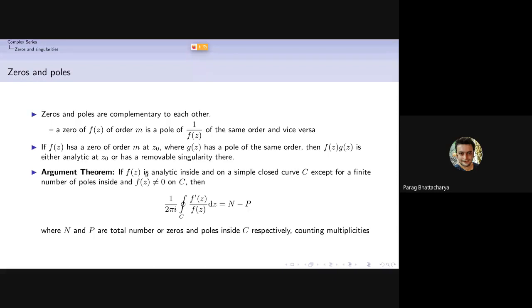Then we have something called the argument theorem. If a function f of z is analytic inside and on a simple closed curve except for a finite number of poles inside, then if you're asked to evaluate this integral, it will simply be n minus p, where n is the total number of zeros and p is the total number of poles inside C, counting multiplicities. For example, if I have z minus a whole square, a could be a 0 or a pole, and because it's squared, you have to count it 2 times. So that's the argument theorem. I'll not go more into the details of it.